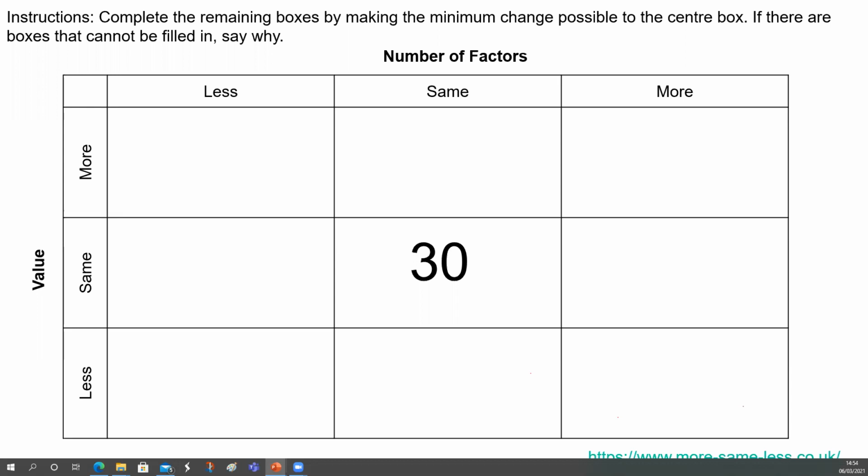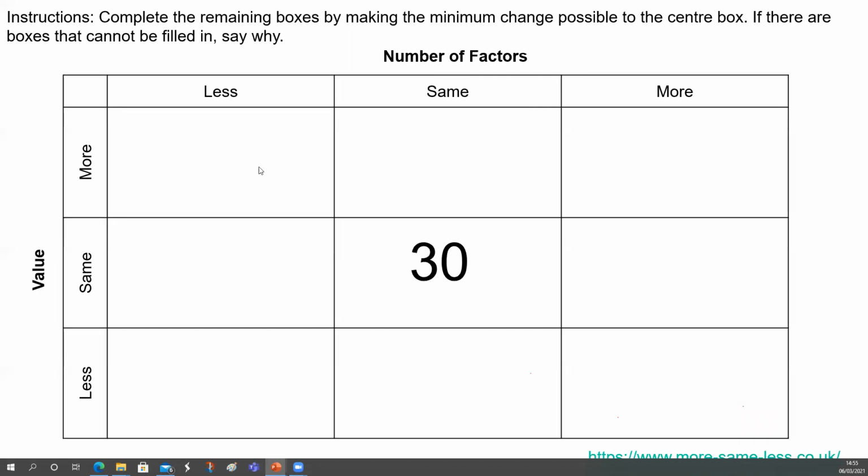So in this example, it's a second level example, but as I've already said, they can be used at any level, and the website has loads that are already made up that you can just lift and use. Here we've got the number 30. If you look at the top of the grid, you can see that we're looking for the number of factors. So in the column on the left of 30, we're looking for numbers which have less factors than 30. And the column on the right, we're looking for numbers which have more factors than 30.